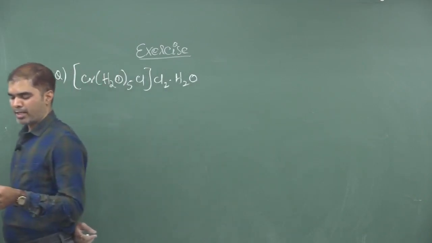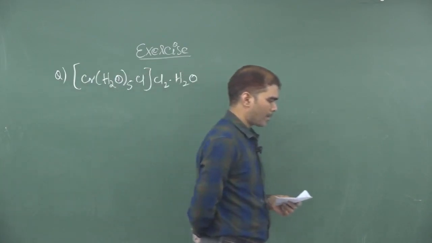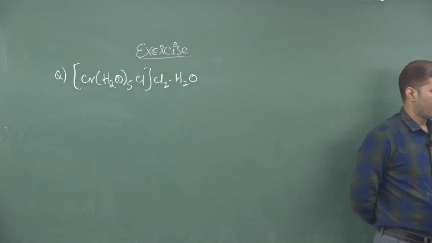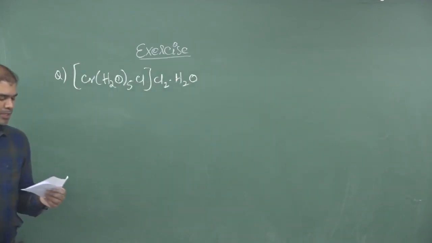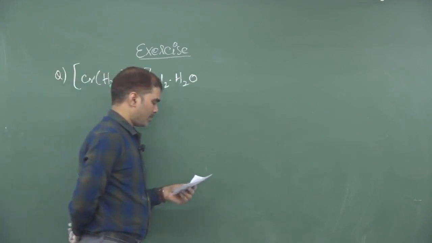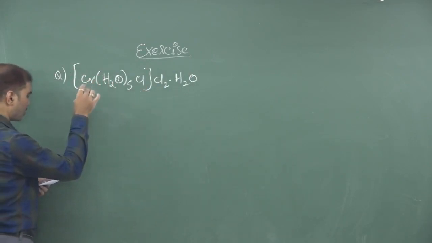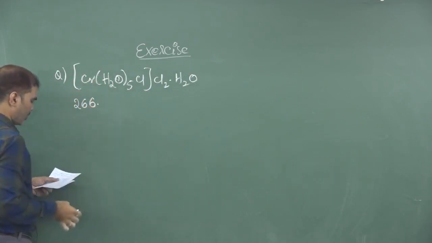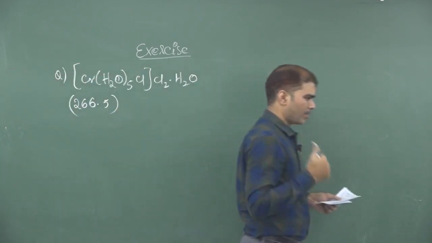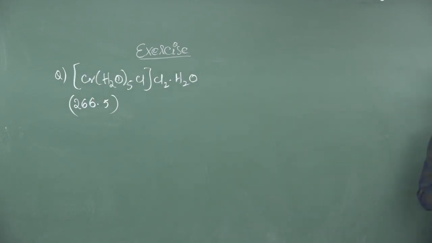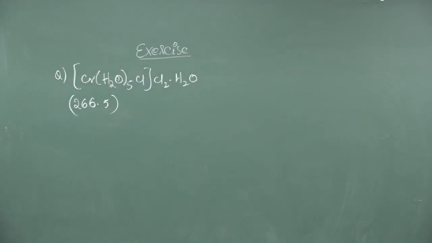Next, the liberated acid was diluted to 1 liter. What is the molarity of the acid solution? You can take down the molecular weight of the complex. Molecular weight of the complex is 266.5.